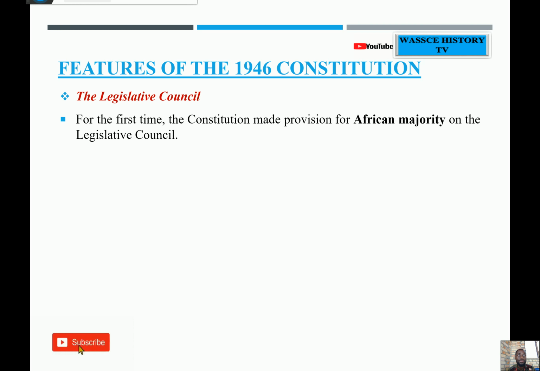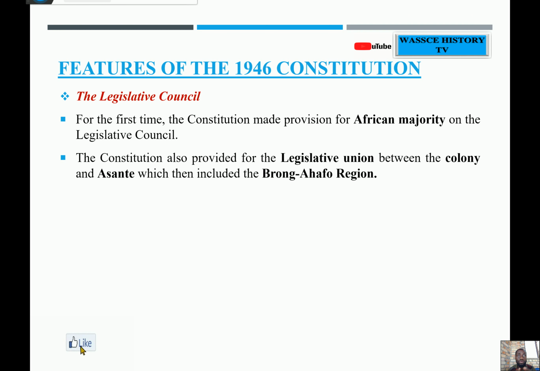Therefore it means that decisions are really going to be taken and issues are going to be discussed by Africans themselves, or the Ghanaians, of course, or the Gold Coasters at this time themselves. Again, the Constitution also provided for the legislative union between the colony and Asante, which then included Brong Ahafo region. We had earlier seen in all the constitutions from 1903 up to 1925, that's the Guggisberg Constitution, that Asante, the Northern Territories, and the mandated British Togoland had not been part of the colony or the Constitution.